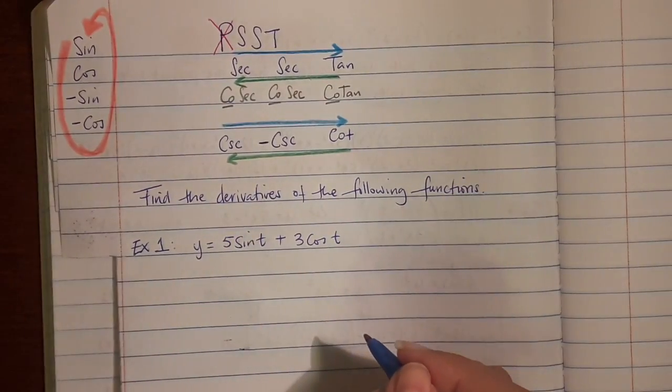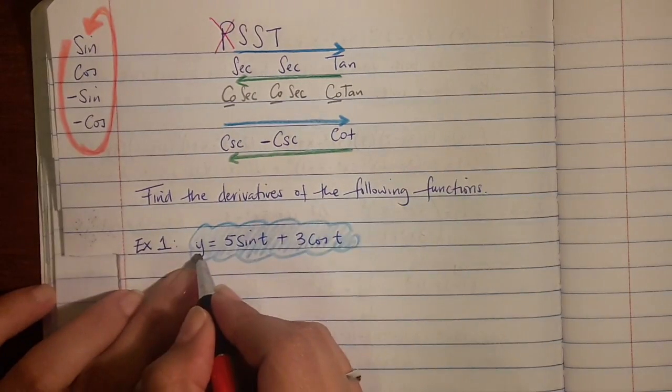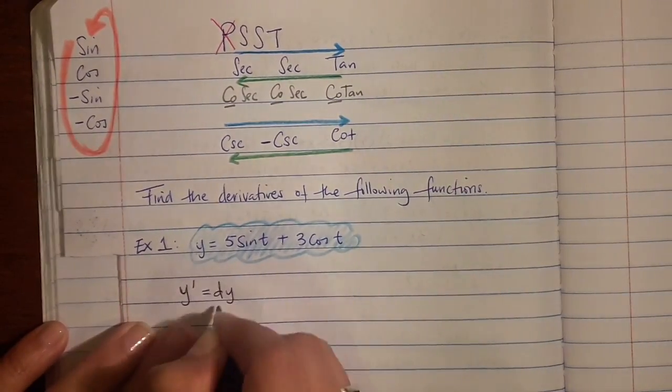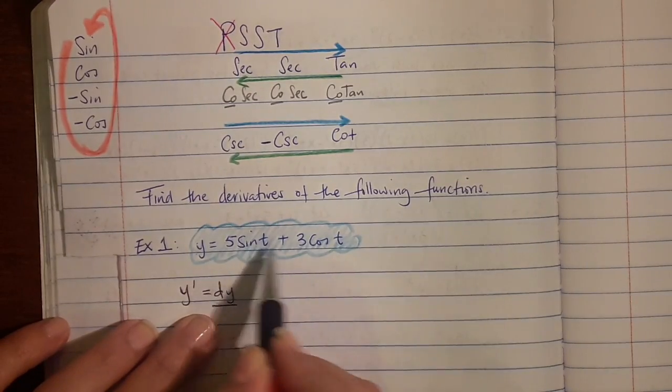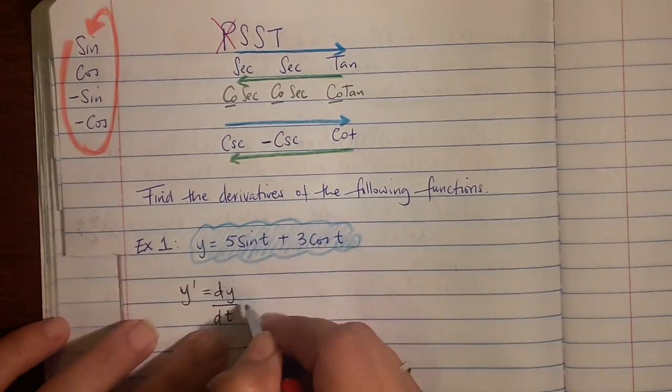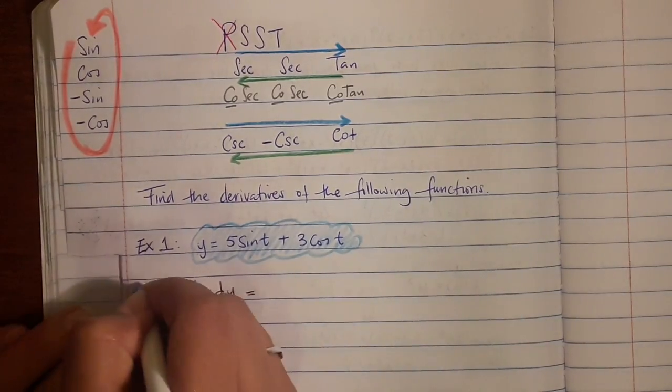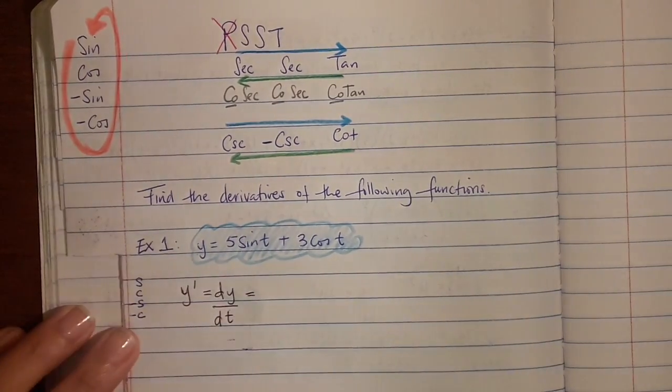Alright, so let's say that we have this question. We're going to take the derivative. Now, to take the derivative, you can write that as y prime, or you can write it as the derivative of y over the derivative with respect to t. So the derivative of t, so what you're taking the derivative with respect to. So 5 sine t. Again, I need to remember it goes sine, cosine, negative sine.